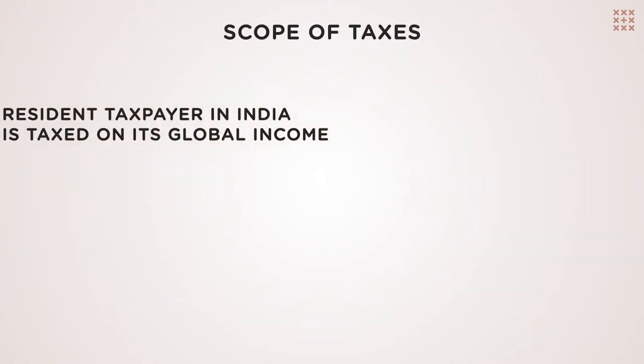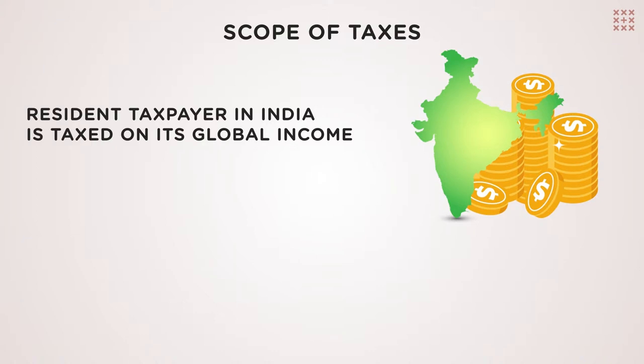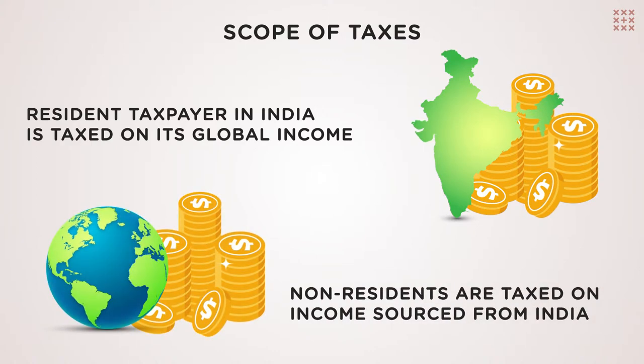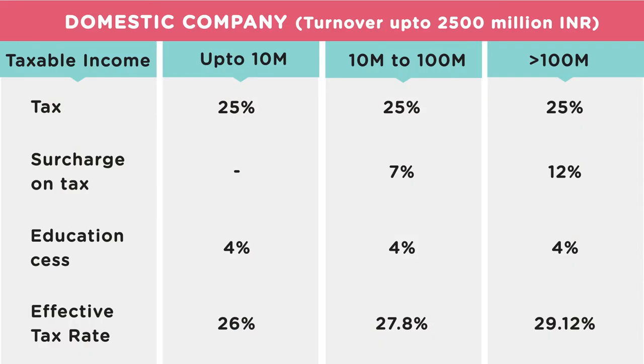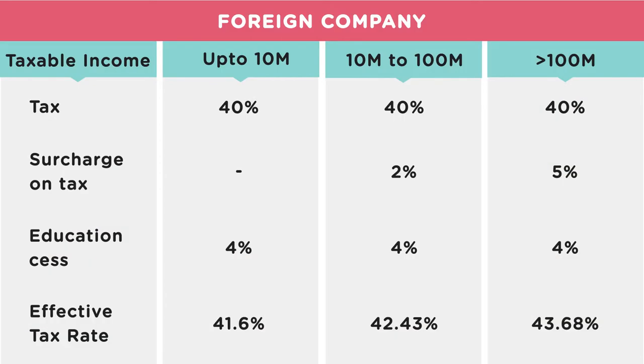In terms of scope of taxes, a resident taxpayer in India is taxed on its global income, and a non-resident is taxed on the income sourced from India. Let's take a look at the taxable income in terms of tax, surcharge, education cess, and cumulative effective tax rate for domestic companies with turnover of up to 2500 million INR, for foreign companies, and similarly for LLPs and other companies.